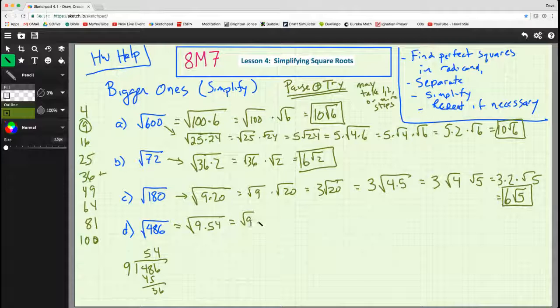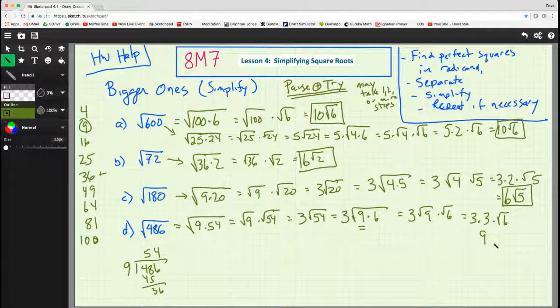So that equals the square root of 9 times the square root of 54, which equals 3 times the square root of 54. And so you have to ask yourself right now, are you done? Well, no, because 9 will go into 54. So we say, well, that's 3 times the square root of 9 times 6. We had another perfect square. So we go 3 times the square root of 9 times the square root of 6, which equals 3 times 3 times the square root of 6. And so that's 9 root 6. Wow. Let me write that nicer.